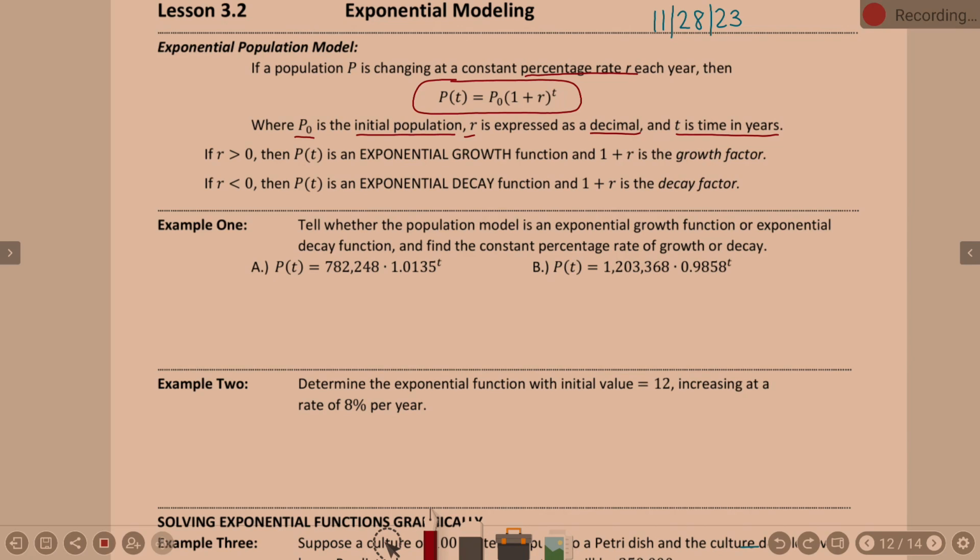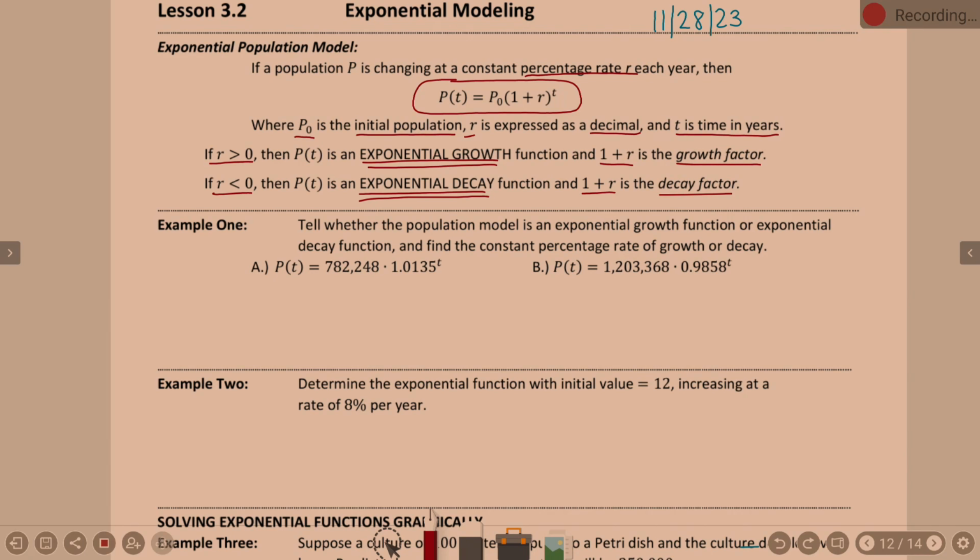Well, here's what we know. If our R value is bigger than 0, in other words, if we are adding, then it is going to be an example of exponential growth, and 1 plus R is what is known as the growth factor. On the flip side, if R is less than 0, then we're looking at an exponential decay situation. And your 1 plus R, which would put R as a negative here, is the decay factor.